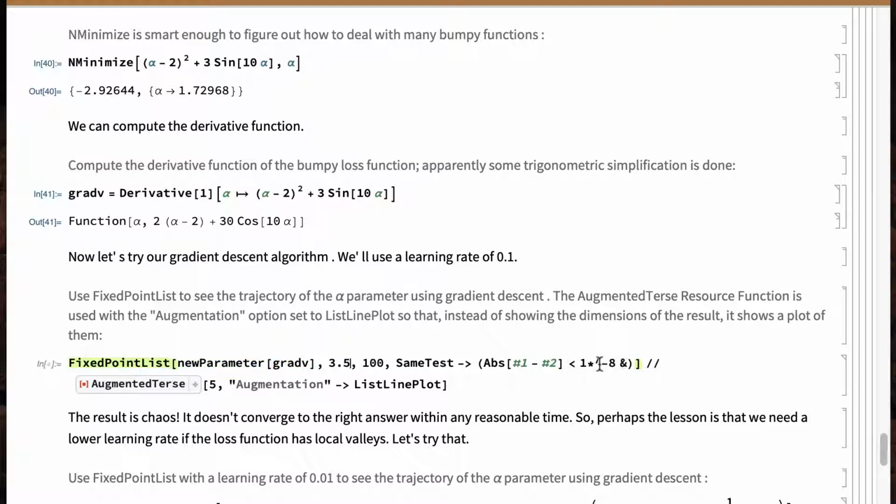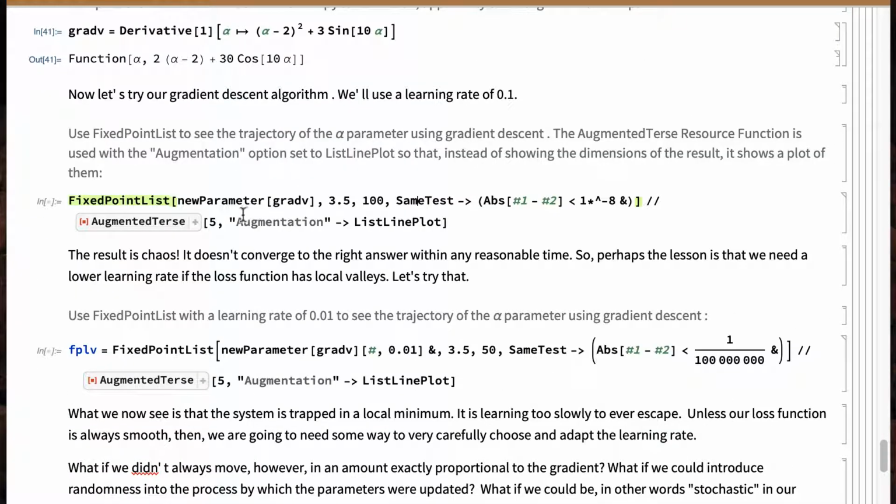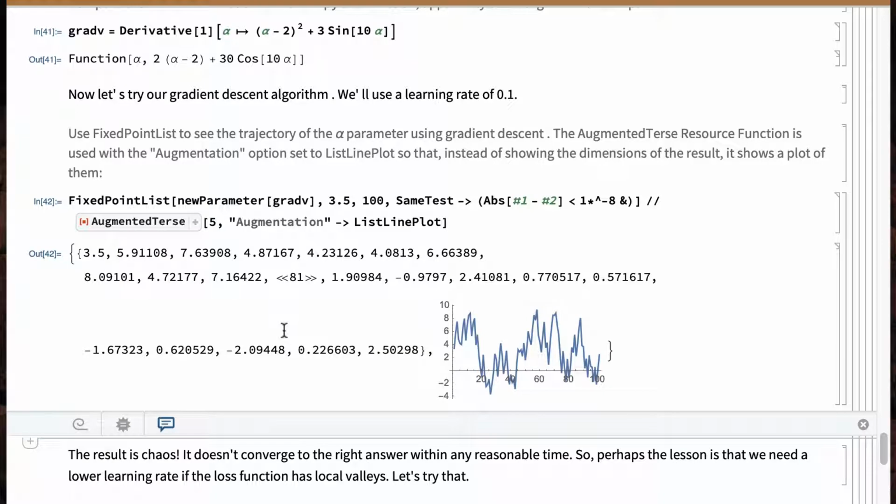This is the 1 in 100 million thing. Oh, the only other thing I'm using here, we haven't seen this before, is I've given augmentedTerse an optional argument. Normally, it just shows you the dimensions of your data, but you have the option of doing something else, and I wanted to make a plot of the data. All right, so what do we see?